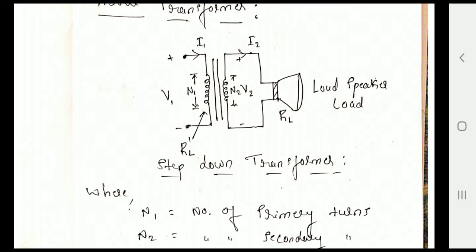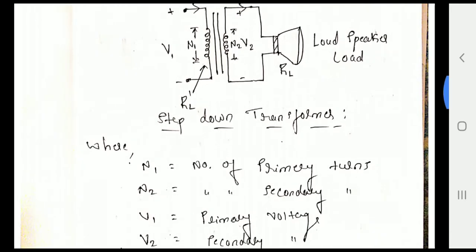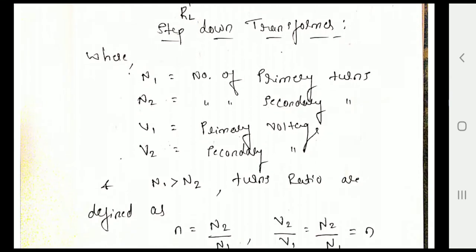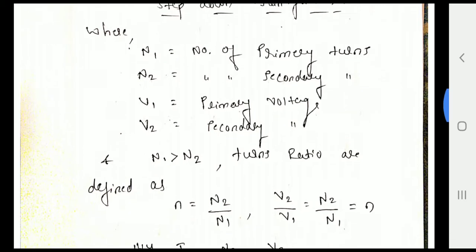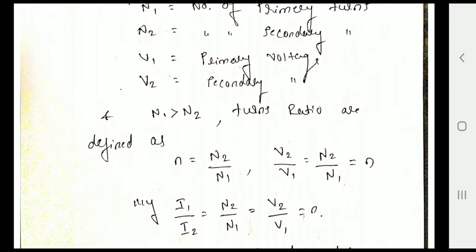Now we'll discuss the role of this transformer, which is used in a class A amplifier. First we'll start some discussion here. As I said, N1 is the primary turns, N2 the secondary turns, V1 the primary voltage, and V2 the secondary voltage. And we know that the primary winding always has more turns than the secondary winding for a step down transformer.